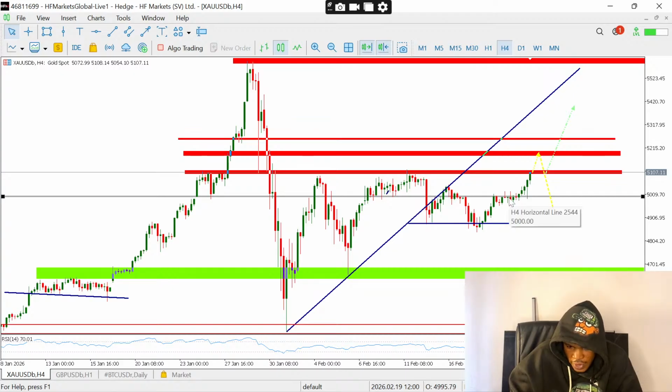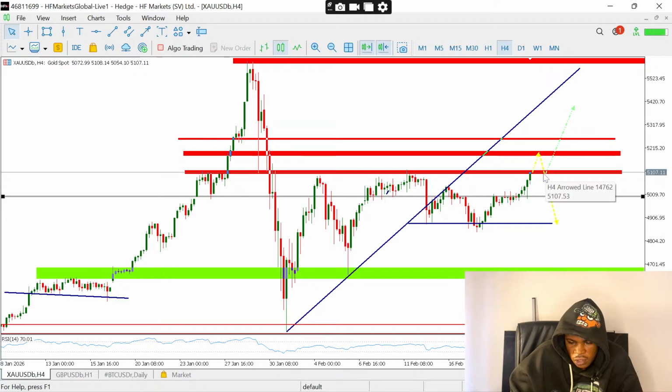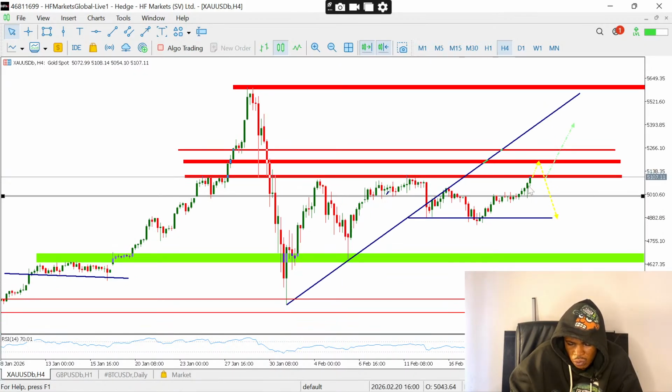So at this point right here, we don't really know what is going to happen on gold right now. For my own analysis, what I feel is going to happen on gold tomorrow is this: since there's going to be a gap tomorrow, one thing I always observe is that at the start of every trading week there's always going to be a gap.